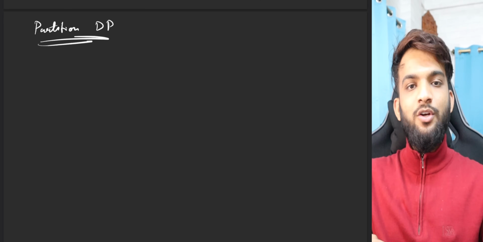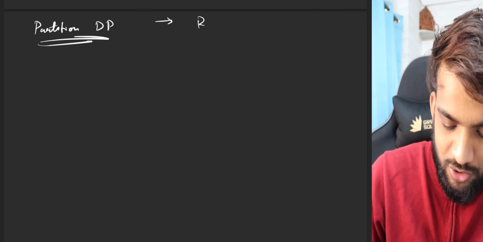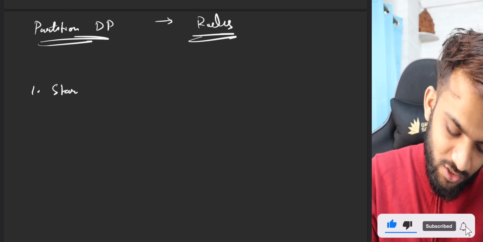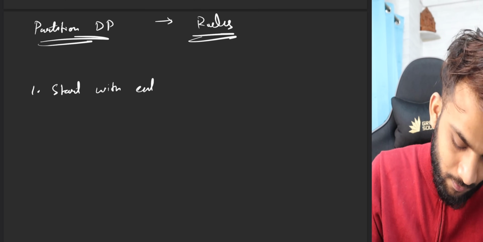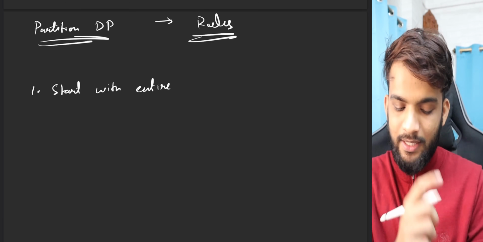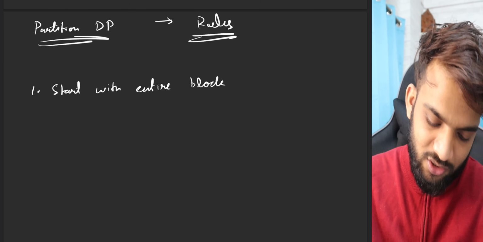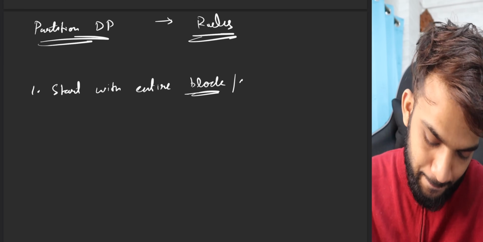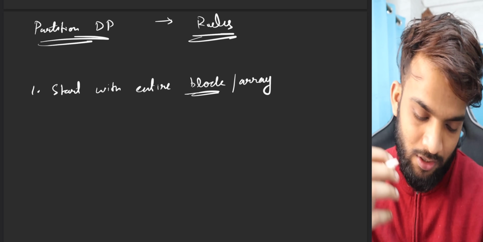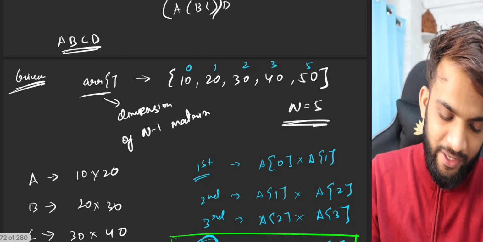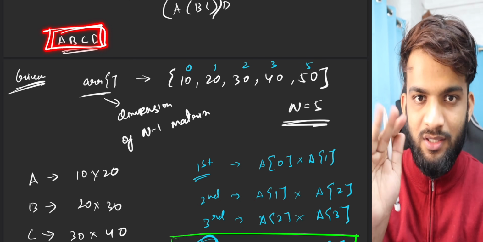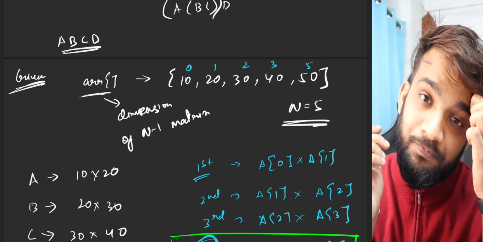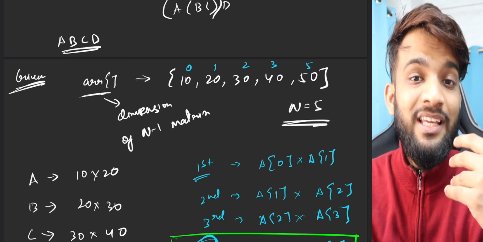Again, whenever there is a pattern of DP, you have certain rules. Rule number 1: start with the entire block or array. Remember this. What does this mean? Over here we have four guys. So you tell the function, hey, take the 4 guys and give me the answer.